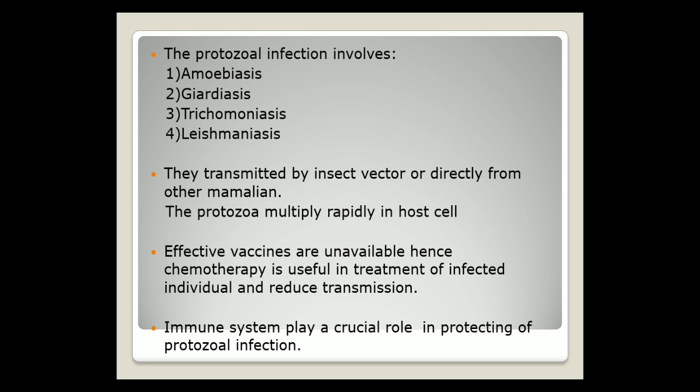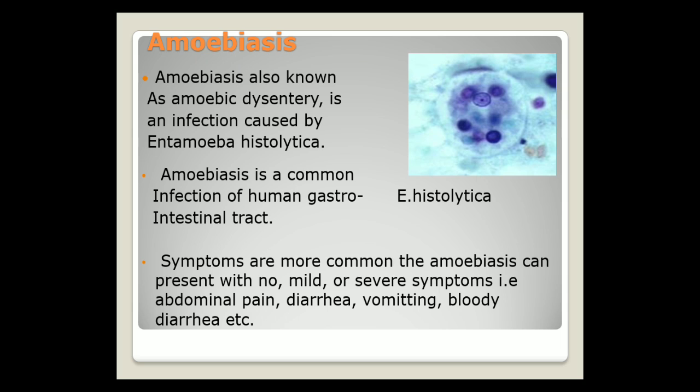For the treatment of protozoal infection, effective vaccines are unavailable. Hence, chemotherapy plays an important role in the treatment of protozoal infection and reduces its transmission. The immune system also plays a crucial role in protection against protozoal infection. The first protozoal infection is amoebiasis. Amoebiasis, also known as amoebic dysentery, is an infection caused by Entamoeba histolytica.